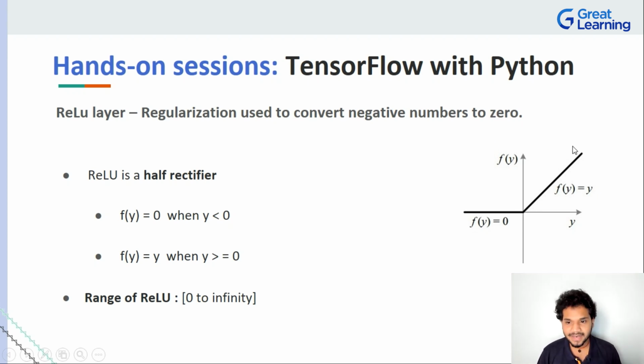But what about the positive values? Look at this. f(y) is equal to y. It means whatever positive values you have, it remains untouched. It remains as it is. Only the ones which are negative are the ones we want to mess with.